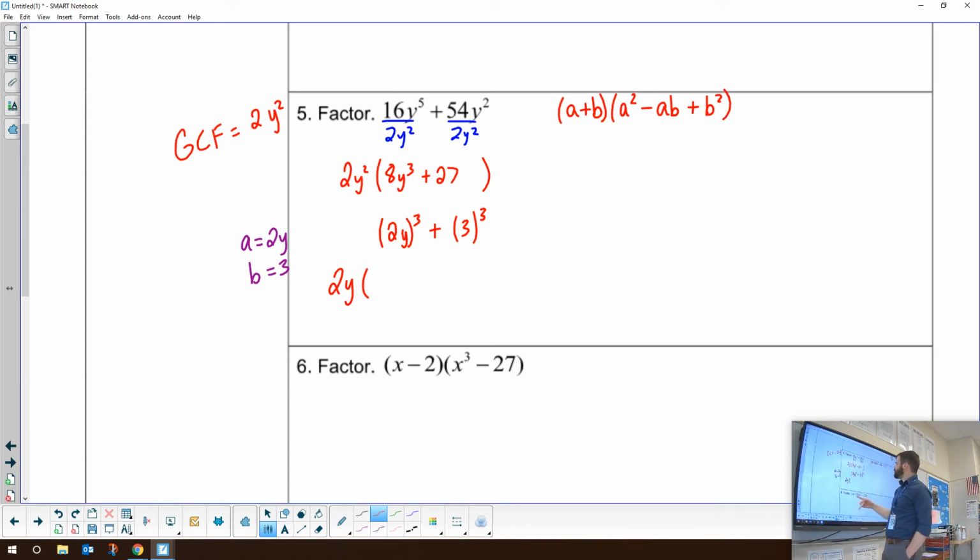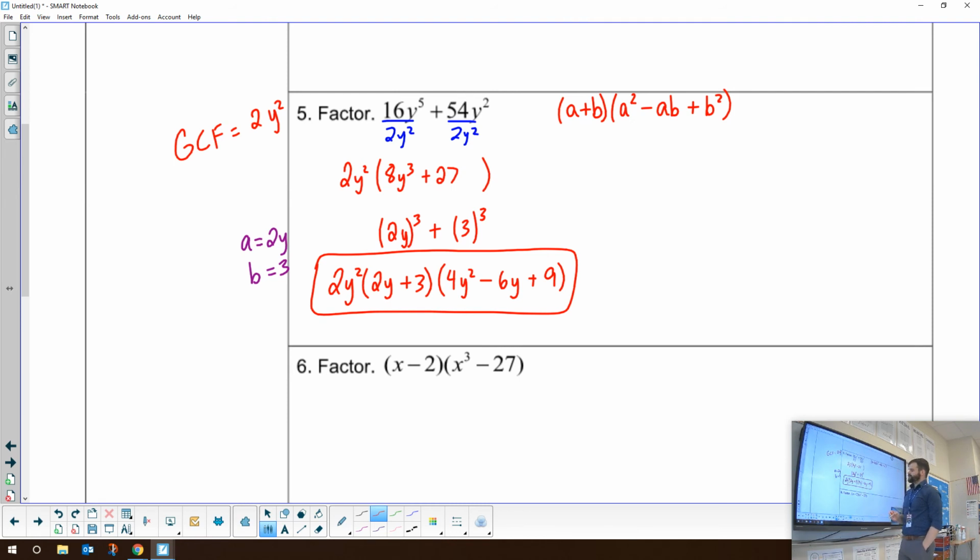So if my first one's a plus b, we're going to go 2y plus 3, times 2y squared, which is 4y squared. We plug this in and square it. So the square of 2 is 4, and then that's y squared, minus, because it's opposite, these two multiply together. 3 times 2 is 6, so 6y, plus my last one squared, which is 9. So there is my answer for our second cube root problem.